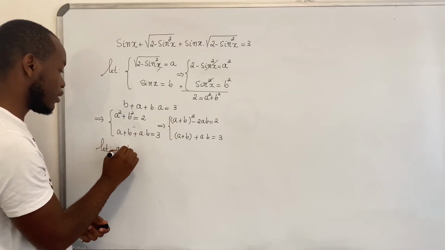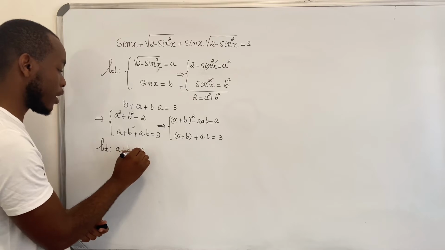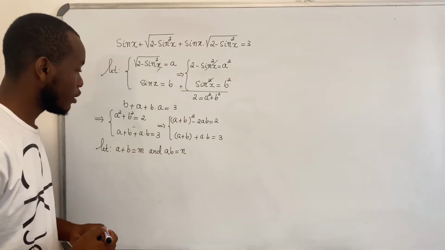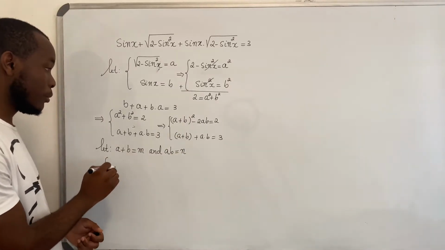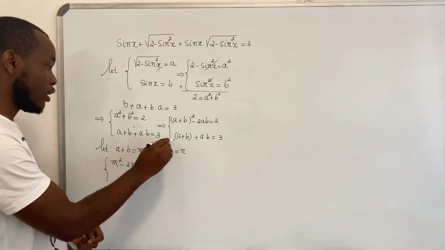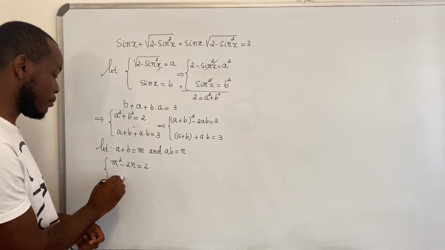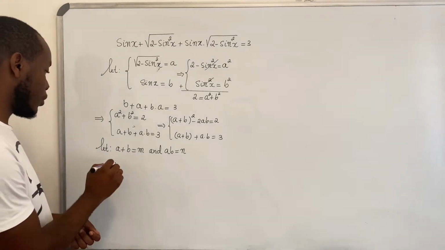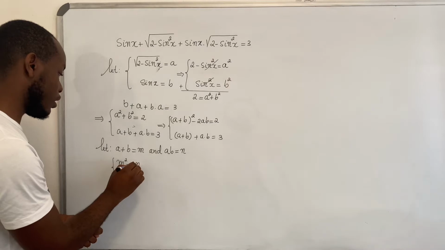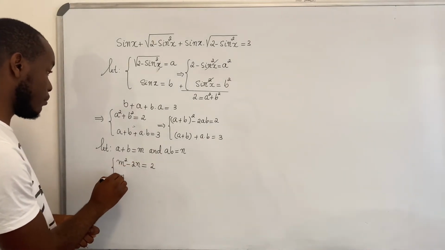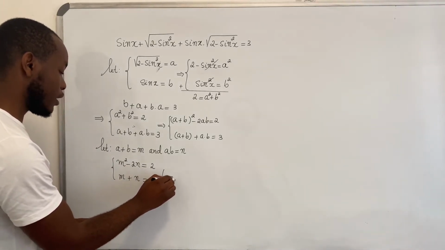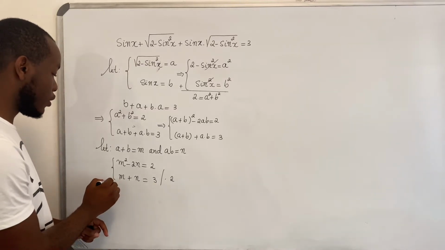that a plus b is a new variable, for example m, and a times b is another variable n. Okay, so we're going to have a new simultaneous equation with m squared minus 2n equal to 2, and here we're going to have m plus n equal to 3. So if we multiply the second equation by 2, what is going to happen?